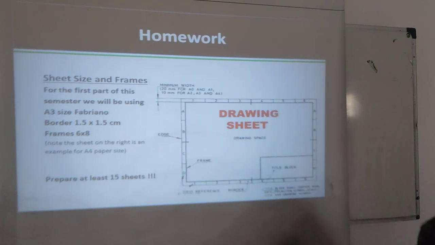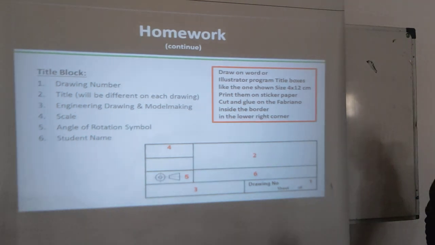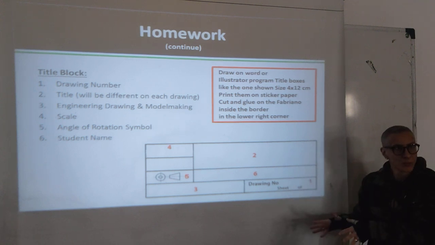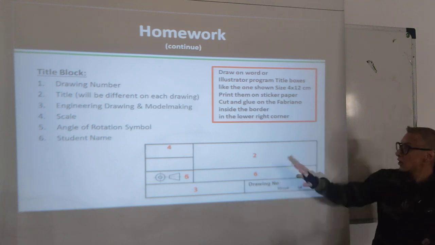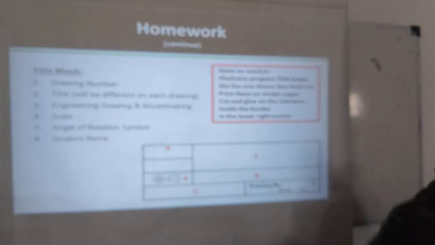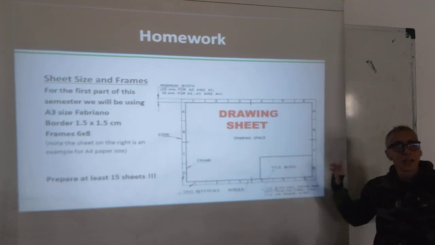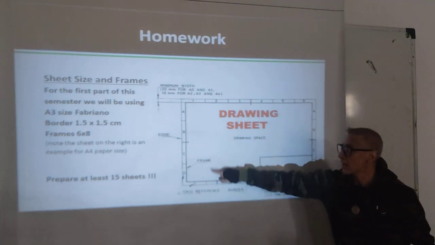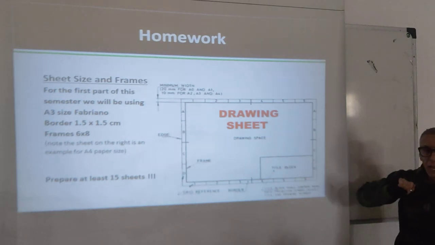So, now, the second thing that you need to do is the title block. Now, the title block, you don't have to do it now, but before you submit me the drawings, after we finish the 15 drawings, they need to have a title block, okay? So the title block will be placed in this location, lower right corner, not here, not up here, okay? Not here. They need to be here, okay?